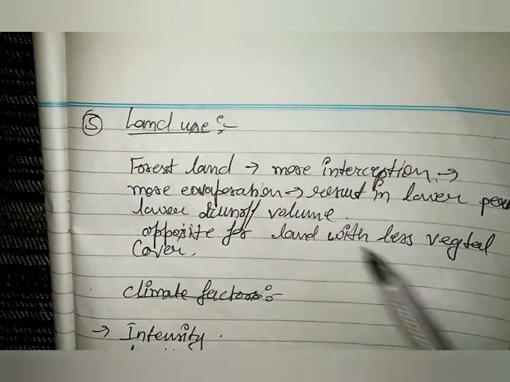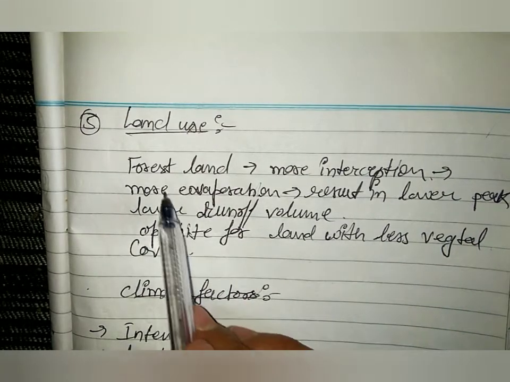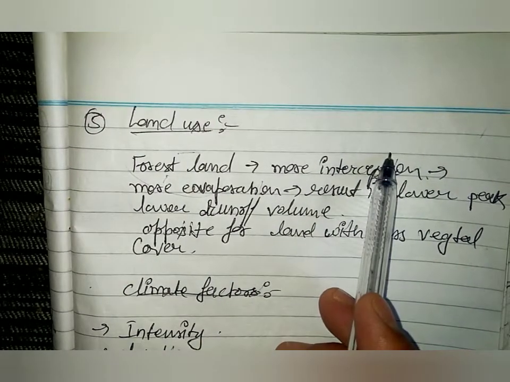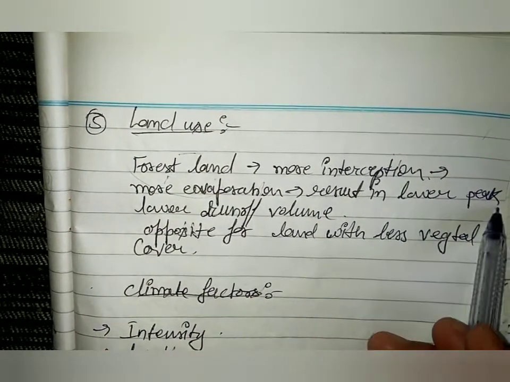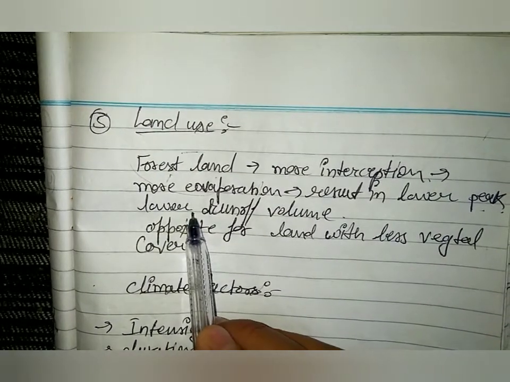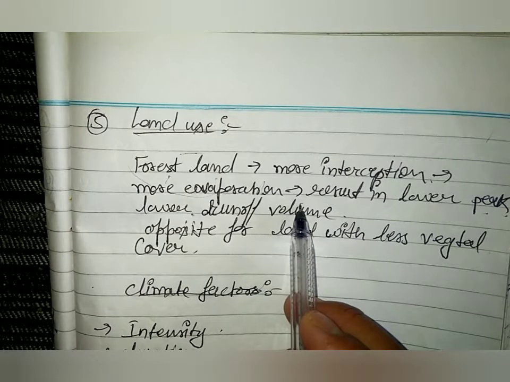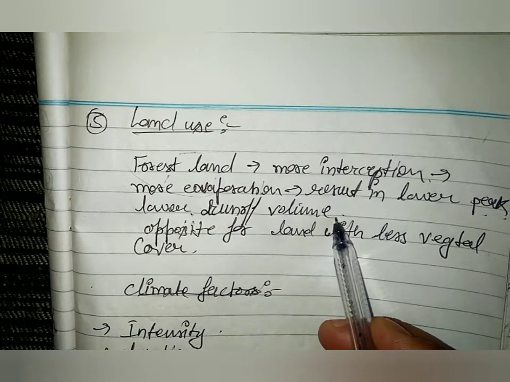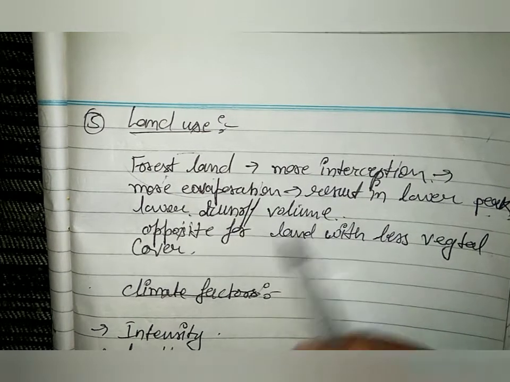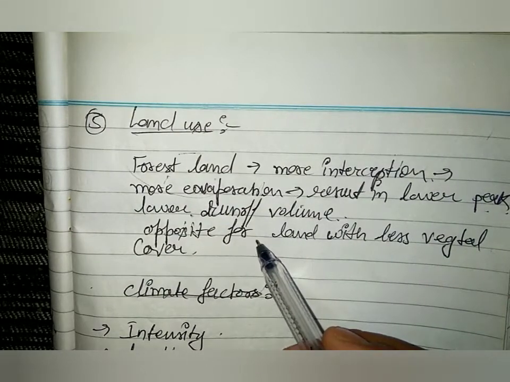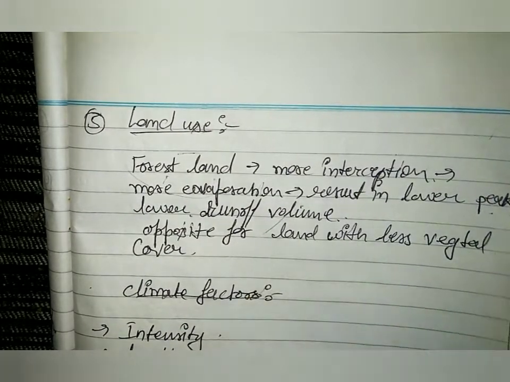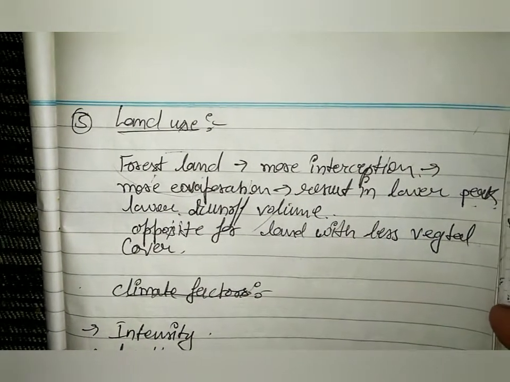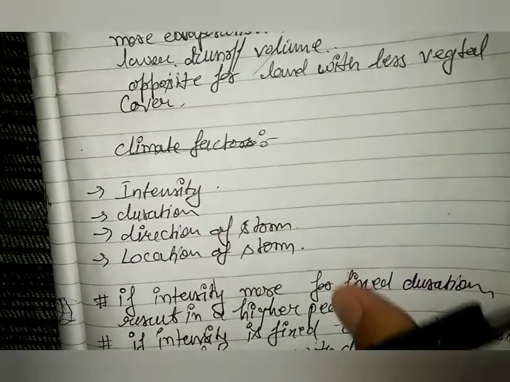Okay, so now the next one is land use. Land use is a very important factor, because if there is forest land, then there will be more interception, so more evaporation will occur, and it will result in a lower peak and lower runoff volume at the outlet of your basin. Now the opposite: if the land has less vegetal cover, then interception will be less, and it will result in large peak values and larger runoff volume.